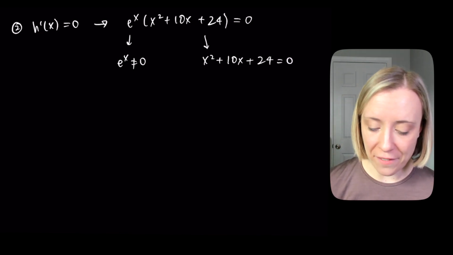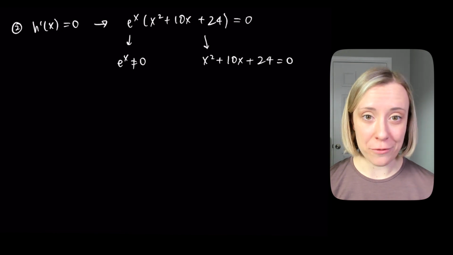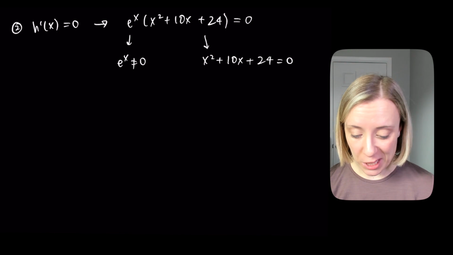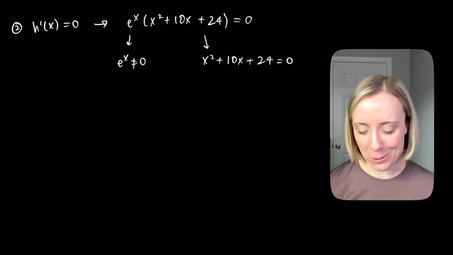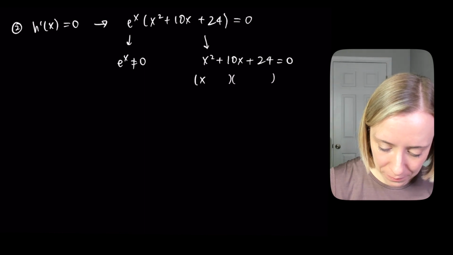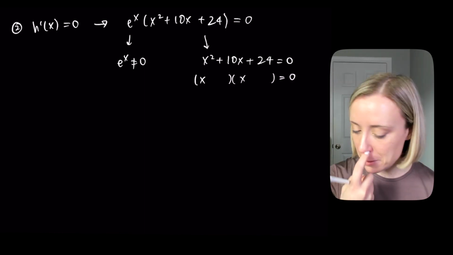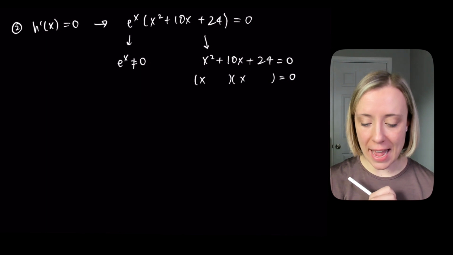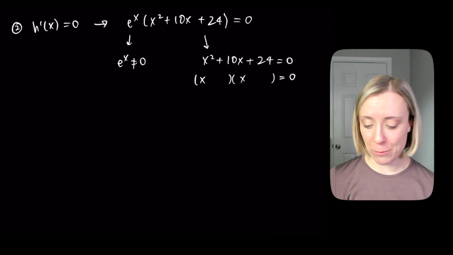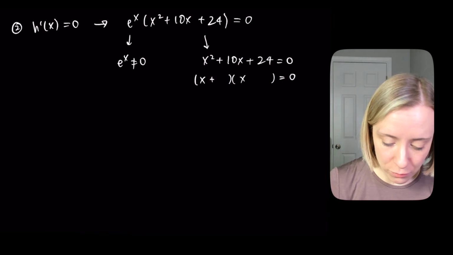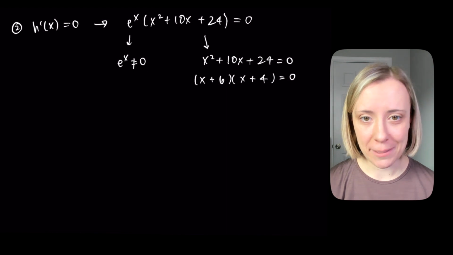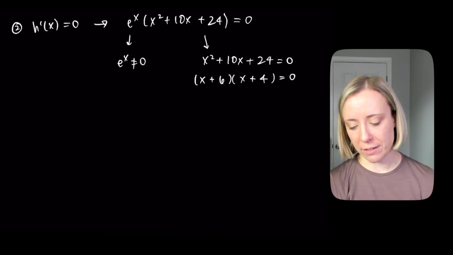So we have x squared plus 10x plus 24 equals 0. You could jump straight to the quadratic formula if you wanted, but I made this problem, so I know this is going to factor. So let's factor this into two terms. We need two numbers that multiply to 24 and add to 10. So I see 6 times 4. 6 times 4 is 24, and 6 plus 4 is 10. So we can write this as x plus 6 times x plus 4 equals 0.